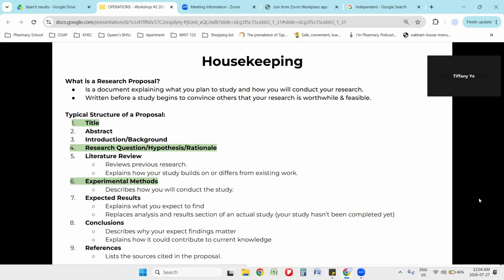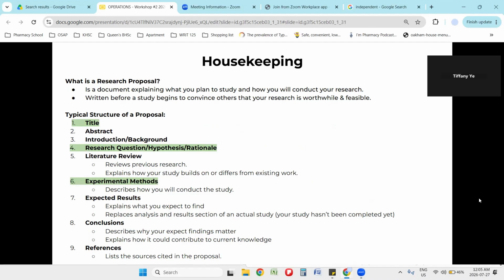So I just wanted to cover some housekeeping because we realized there was a bit of confusion from the first workshop because we didn't really explain to you guys what exactly a research proposal was. A research proposal is a document explaining what you plan to study and how you will conduct your research, and it's written before a study begins to convince others that your research is worthwhile and feasible.